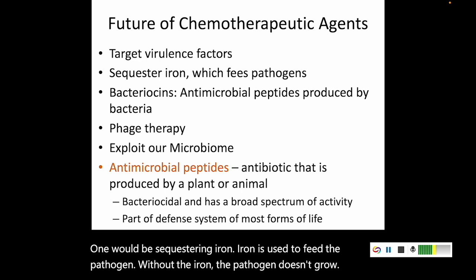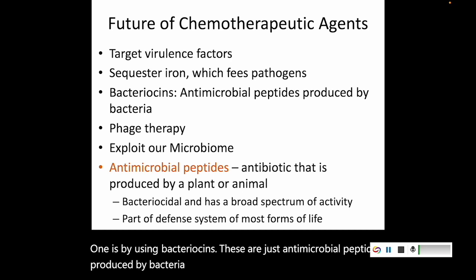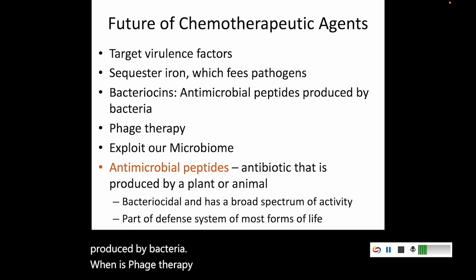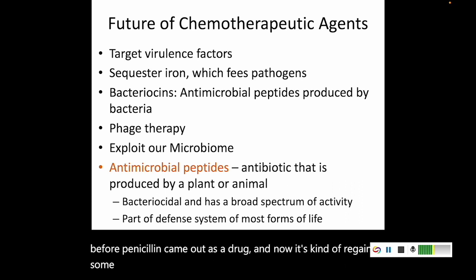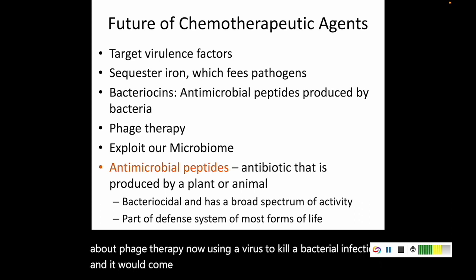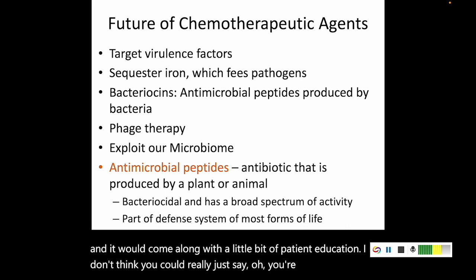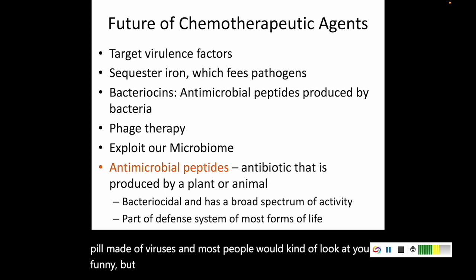One is by using bacteriocins. These are just antimicrobial peptides produced by bacteria. One is phage therapy. Phage therapy was actually studied a lot before penicillin came out as a drug. And now it's kind of regaining some popularity in studies. You can easily find a lot of research about phage therapy now, using a virus to kill a bacterial infection. It would come along with a little bit of patient education. I don't think you could really just say, oh, you're sick, here's a little pill made of viruses, and most people would kind of look at you funny. But I think that's a fabulous target.